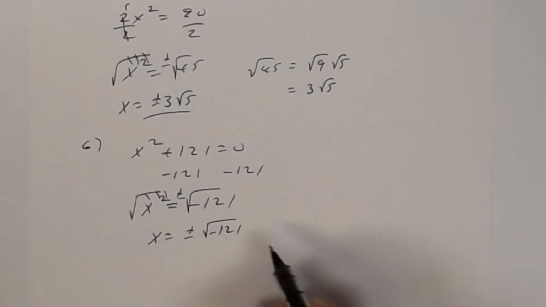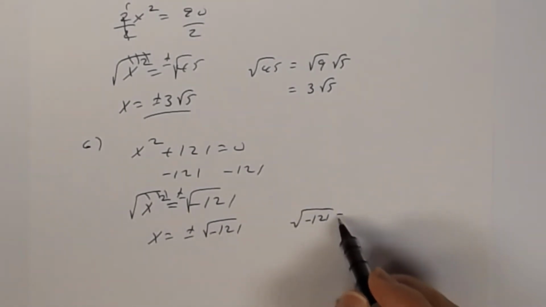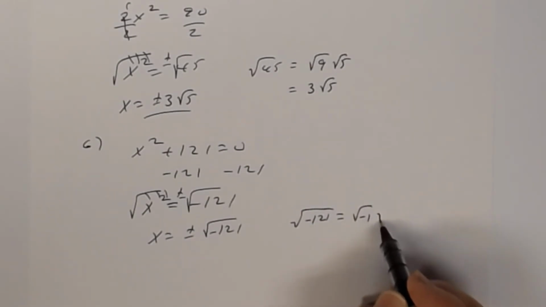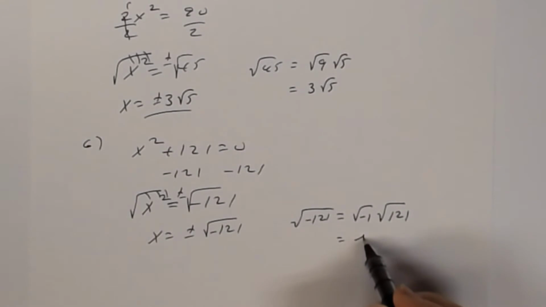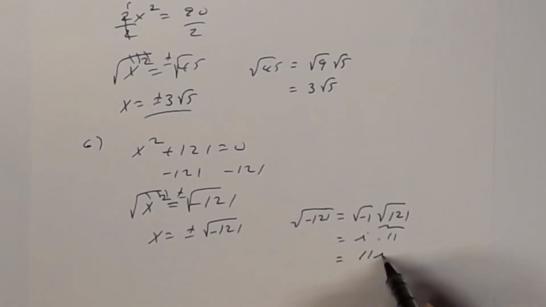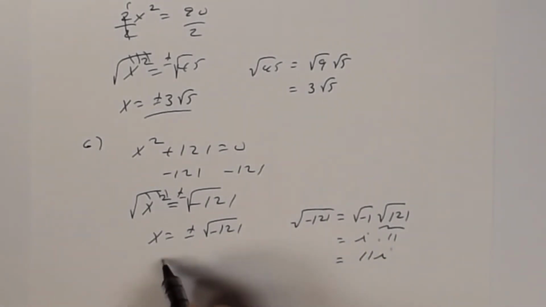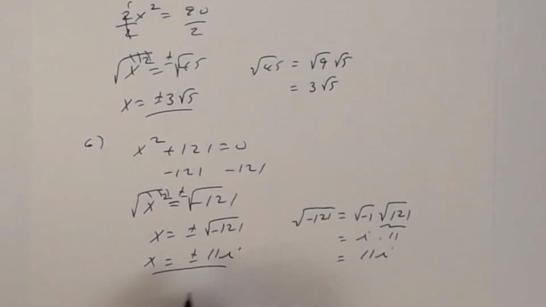of a negative 121. But you got to remember, the square root of a negative 121 means the same thing as the square root of a negative 1 times the square root of 121. The square root of a negative 1 is i. The square root of 121 is a perfect square. That's 11. So this becomes 11i. So our solution will be plus or minus 11i. So that's x. So plus or minus 11i.